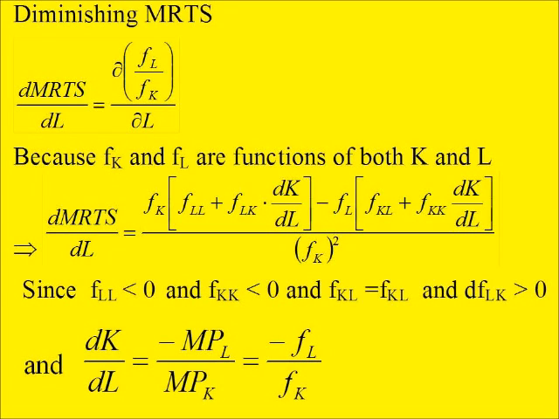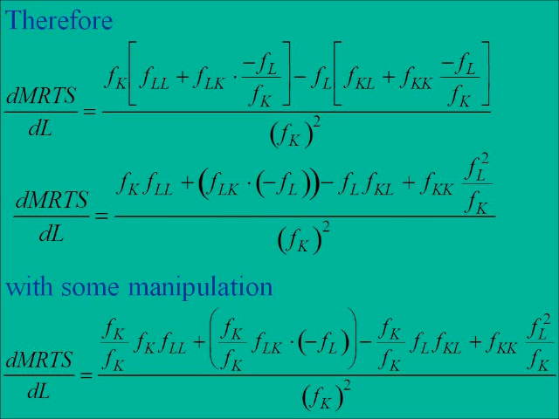Using these, I can rewrite the above, that's the marginal rate of technical substitution with respect to labor, as follows in the next slide. So using these facts, I can manipulate this equation. I start in the first line, or the first equation, simply substituting in negative f of l over f of k for dk dl. In the next line, I manipulate a little more, first noting that f of k divided by f of k is 1.